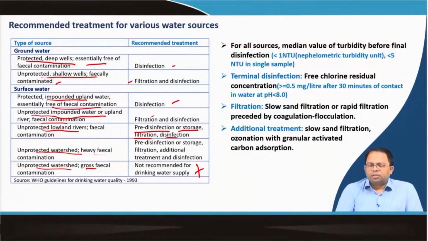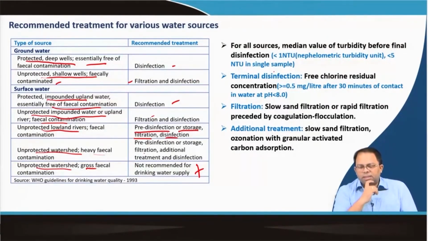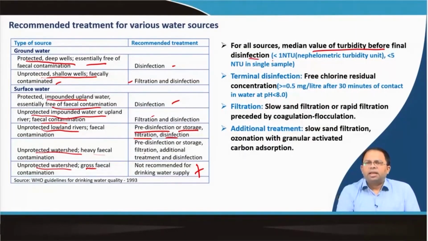So for more or less all sources, the median value for turbidity before final disinfection matters. These are the basic bacteriological treatments we are saying should be given, but we also need to test for turbidity before the final disinfection, and we should make sure it is less than 1 NTU, which is nephelometric turbidity unit, and less than 5 NTU in a single sample. That means if we just take one sample, it should be less than 5 NTU, but if we take multiple samples, overall it should be less than 1 NTU.